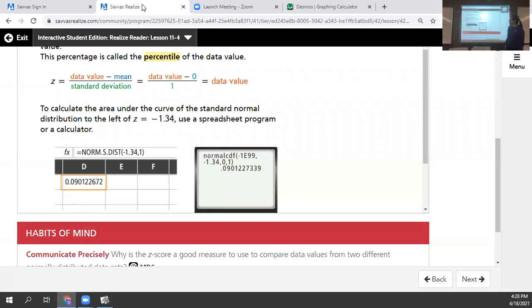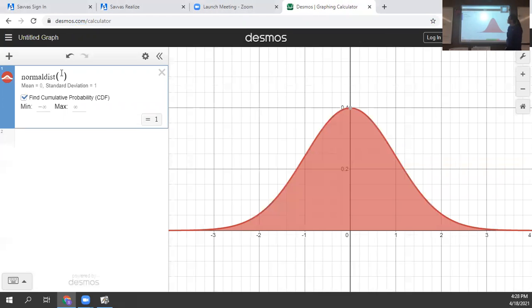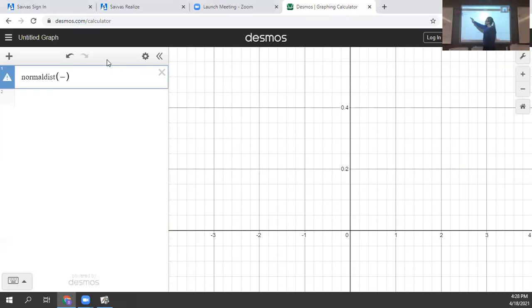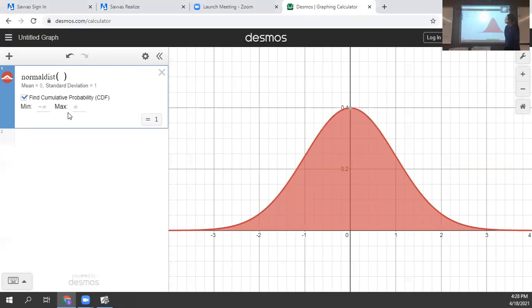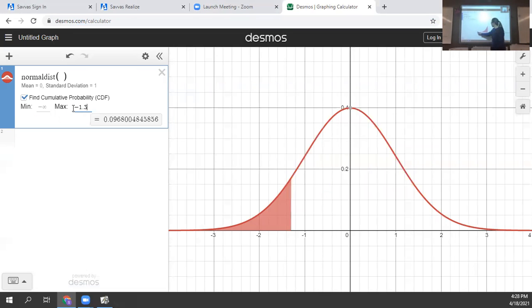And when we put in our negative 1.34, I think you need to put it as the max. So what we're looking at is all the way from the left, all the way out here, negative infinity. We're looking at this interval all the way up to negative 1.34 because that was our z-score.